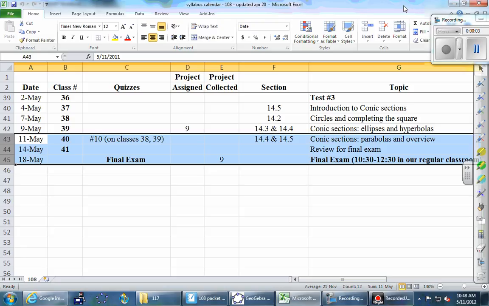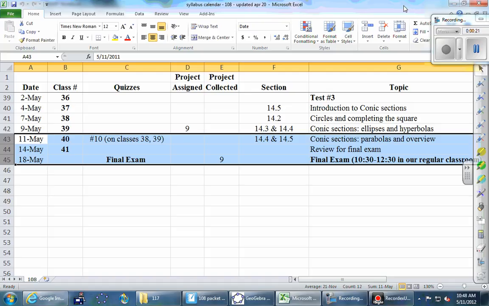Okay, so we'll start with our second to last look at the calendar. Today is the second to last class day of the semester. We just took our last quiz. Today we talk a little bit about parabolas and just a general overview of the conic sections, the 4 different curves we've been talking about.